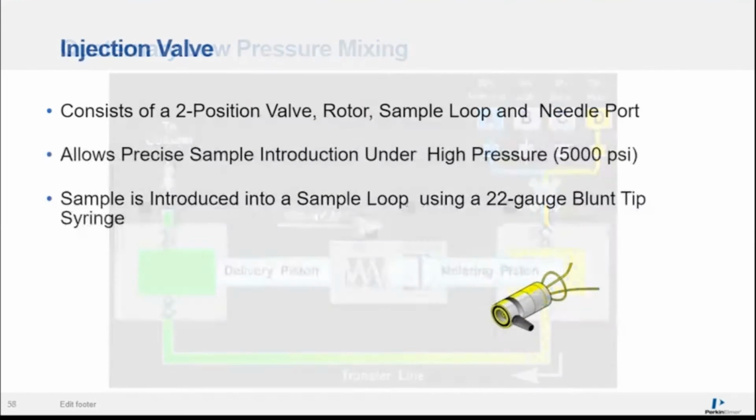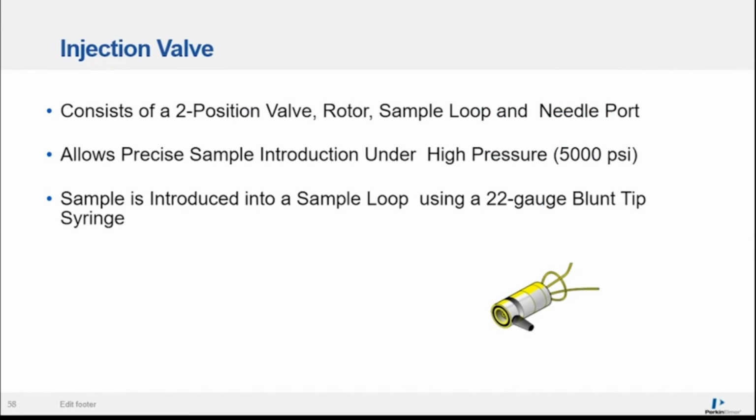Let's talk about how we introduce our samples. Well, we have an injection valve. This is a 2-position valve, inject and load. It consists of the valve, a rotor, a sample loop, and a needle port. And this allows us to introduce our sample under high pressures without interrupting flow to the column.